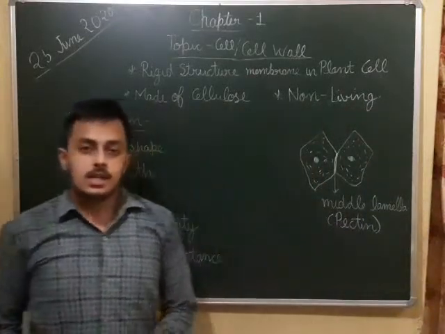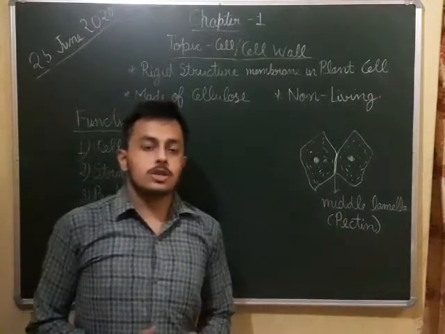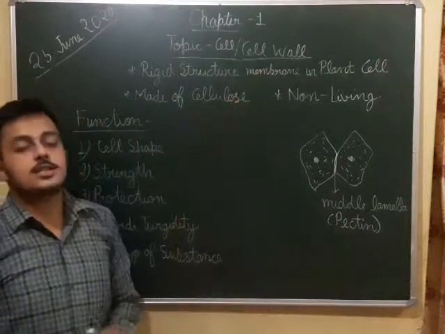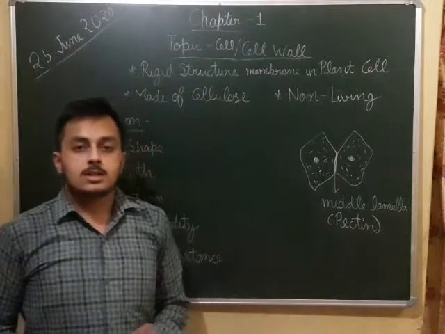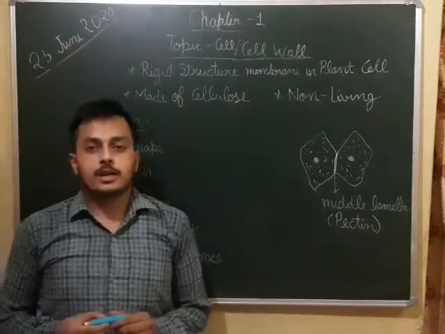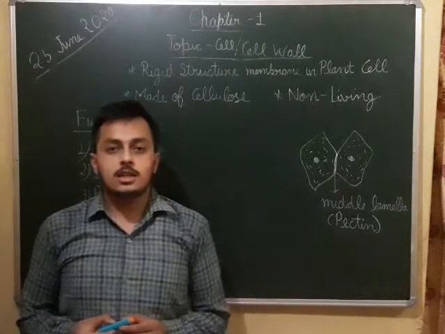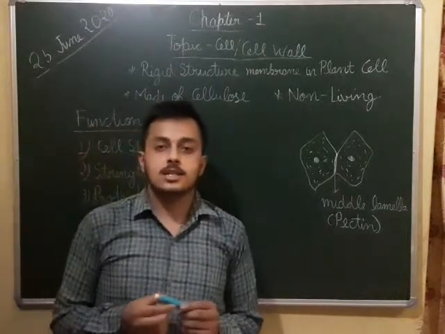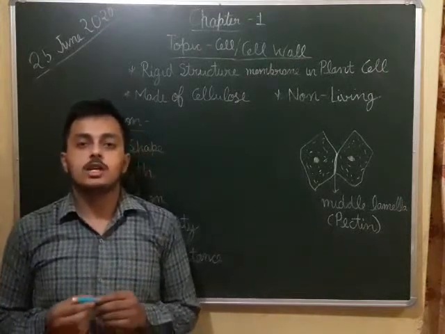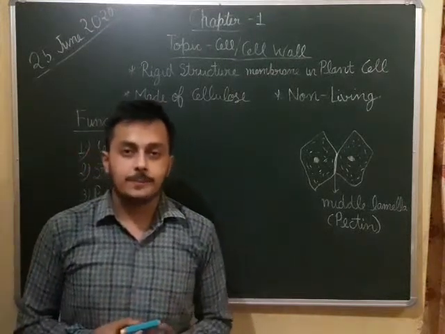Students, in this lecture, we are going to discuss another part of the cell that is called the cell wall. Cell wall is basically a protective layer provided around the cell in the plant cells. Remember, the cell wall is mainly found in the plant cell only.